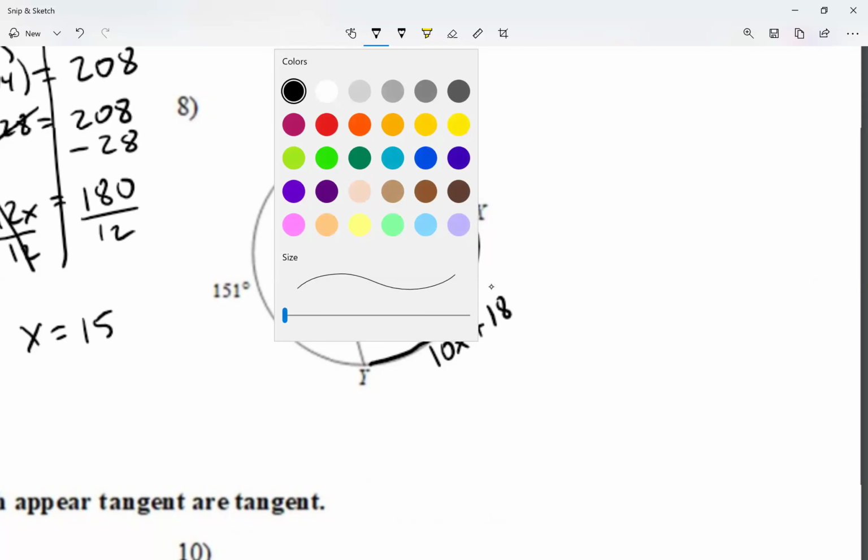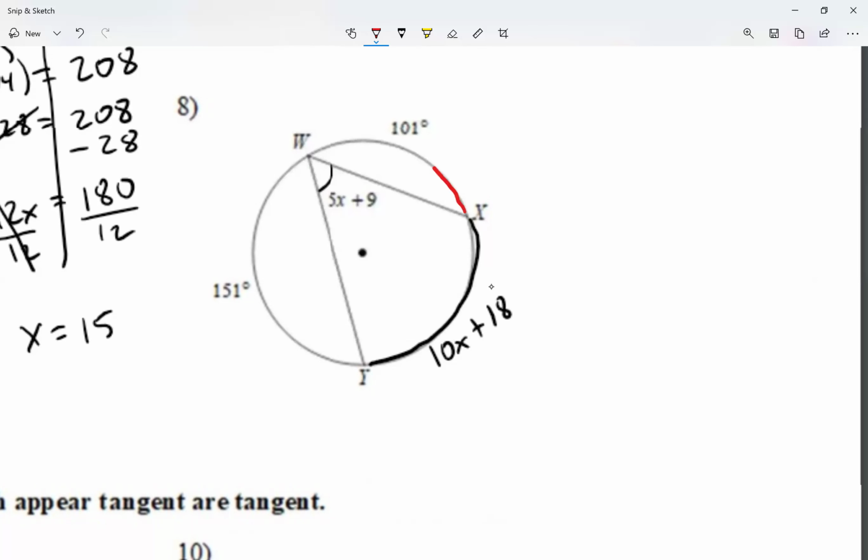Now, number-wise, I see 101 and I see 151. If I was to combine those two arcs, that gives me 252. So this red arc, I'm going to say it is 252. So how much is the black arc? Well, just go 360 minus 252, which is equal to 108. So I know this arc is 108.